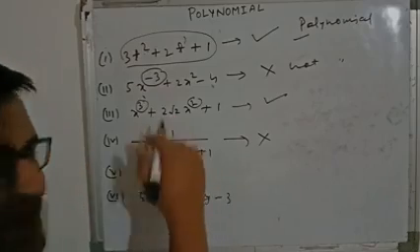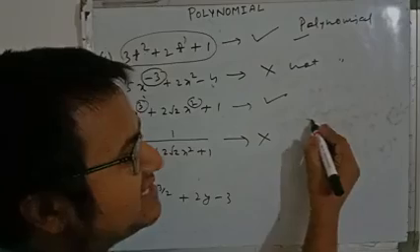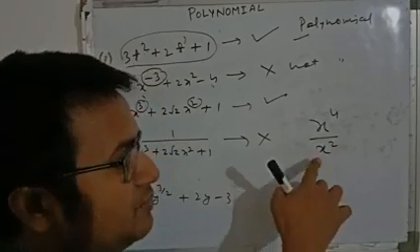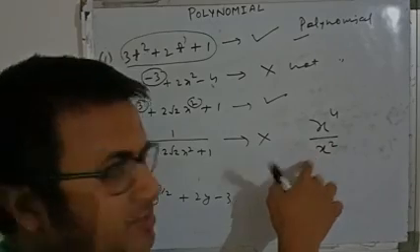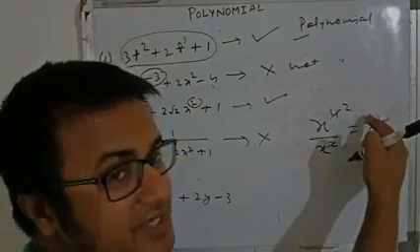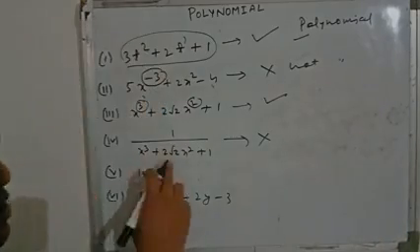1 by variable is not a polynomial. But suppose it is like this, x to the power 4 by x square. Now you can't say this is not a polynomial. You cut this, 2 will be left here. So x square. So the power of the variable is positive, so this is a polynomial.